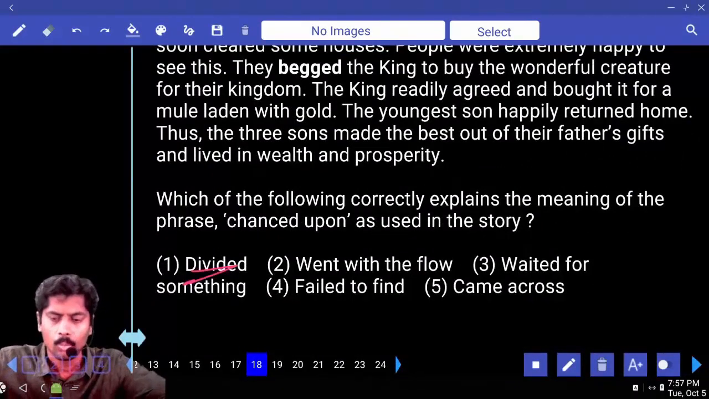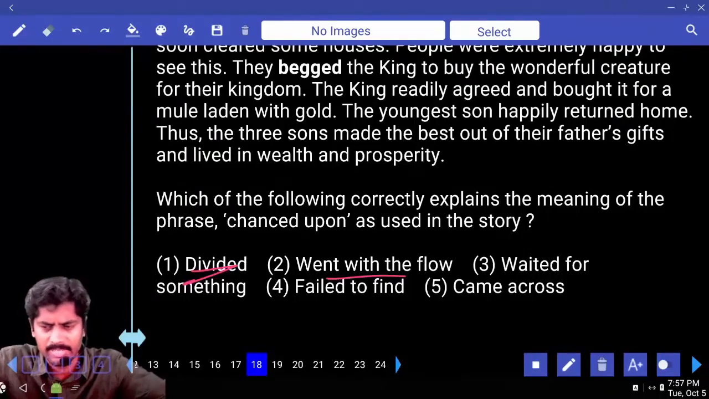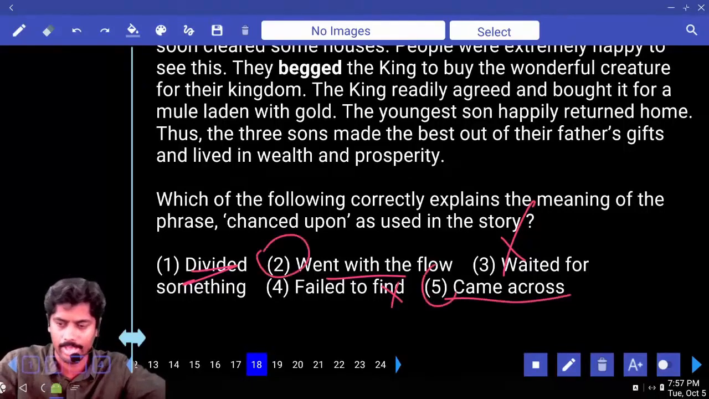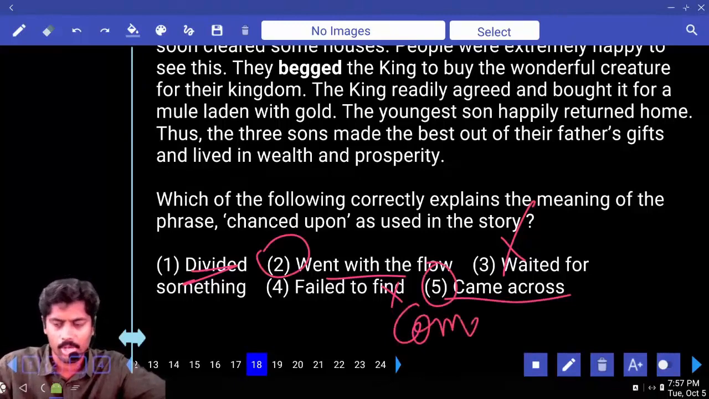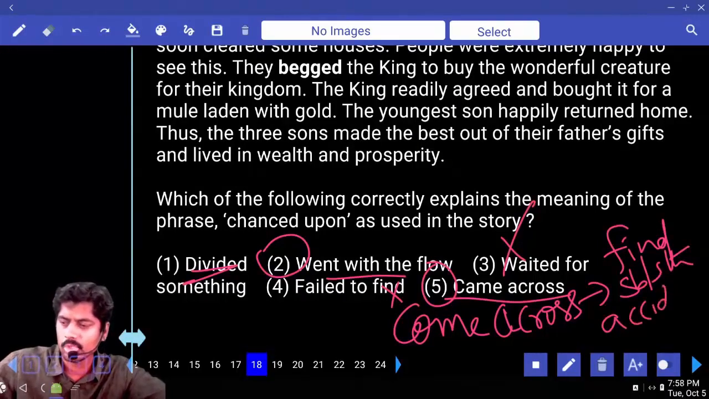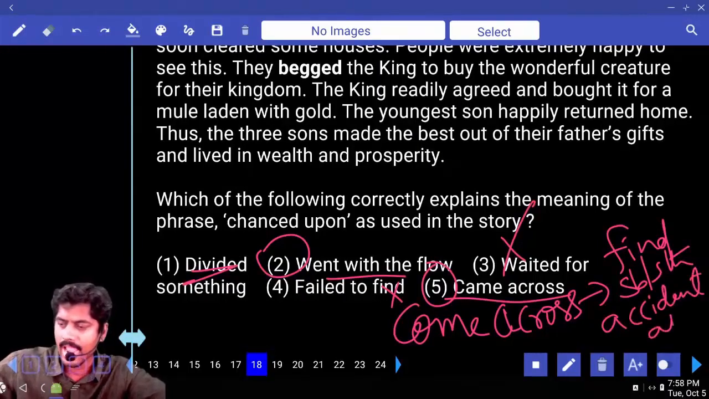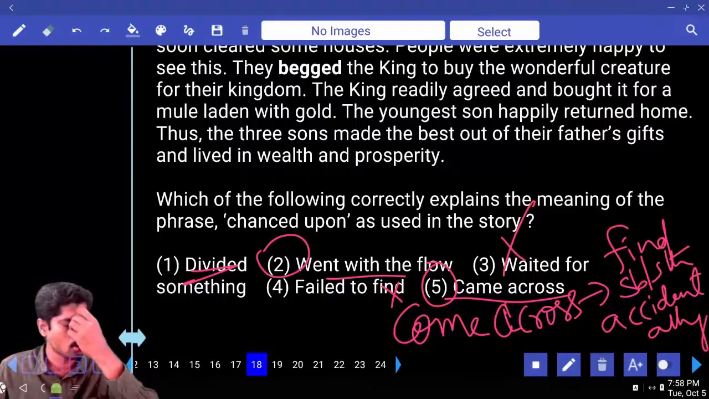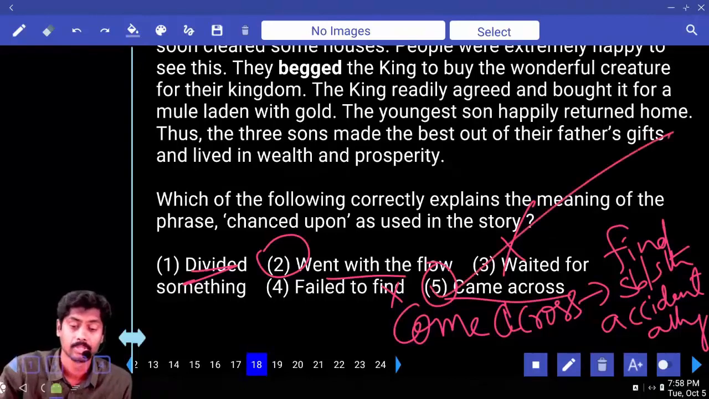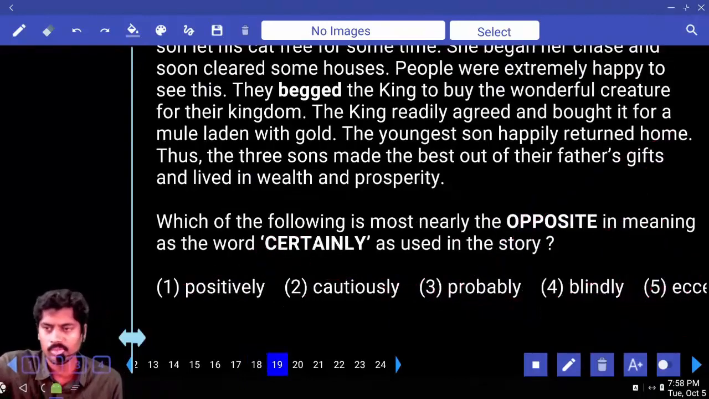Divided, went with the flow, maybe. Wait for something, failed to find out, came across. Answer 2 or 5. What is the meaning of come across? Come across is a phrasal verb, means find somebody or something accidentally. I was going to the market and I came across my old 10th class friend. I came across my 10th class friend. Came across means meet accidentally. Answer 5th option. Suddenly, opposite meaning.